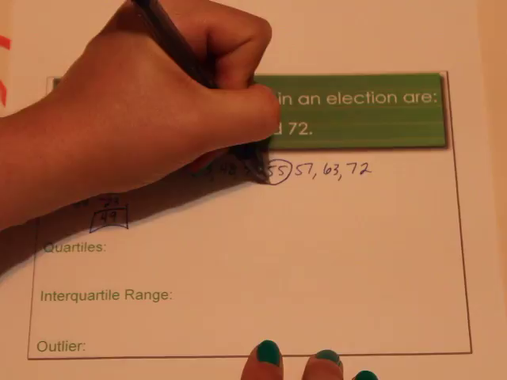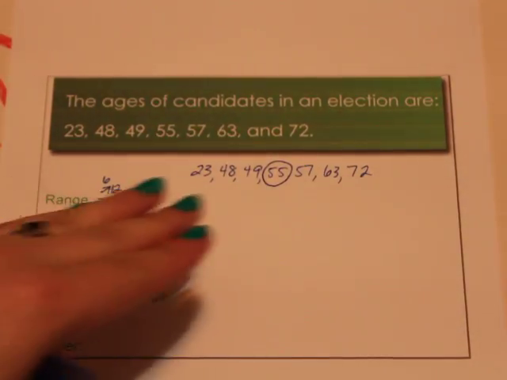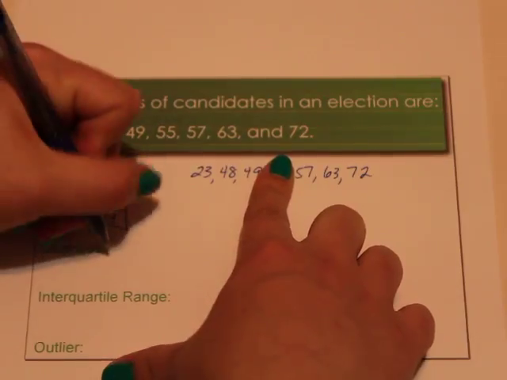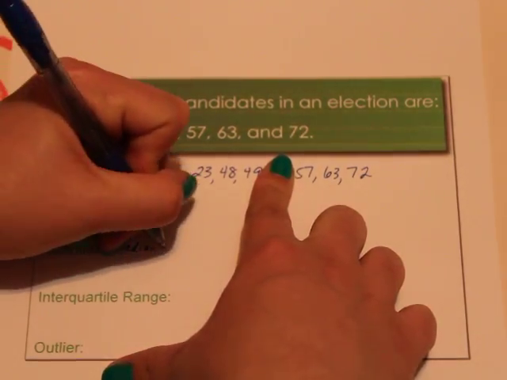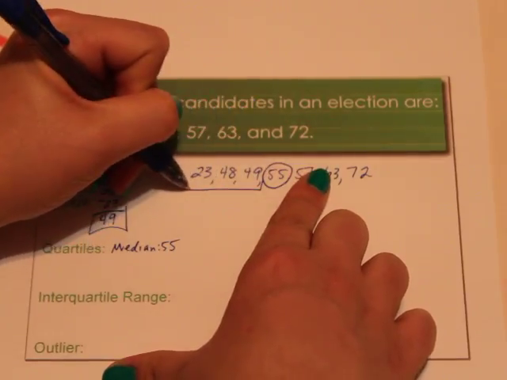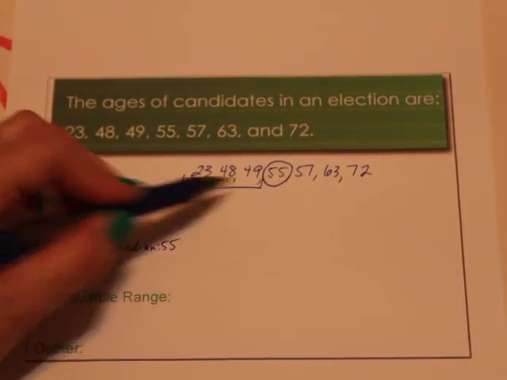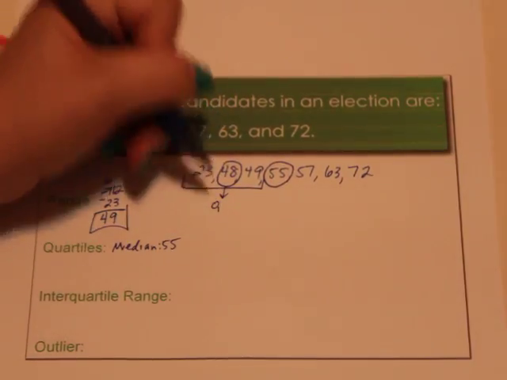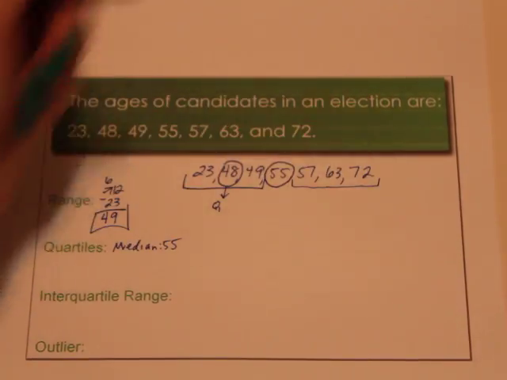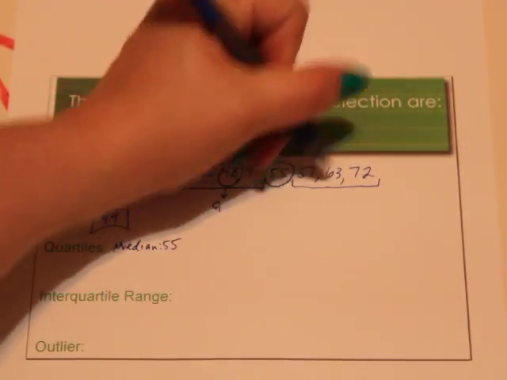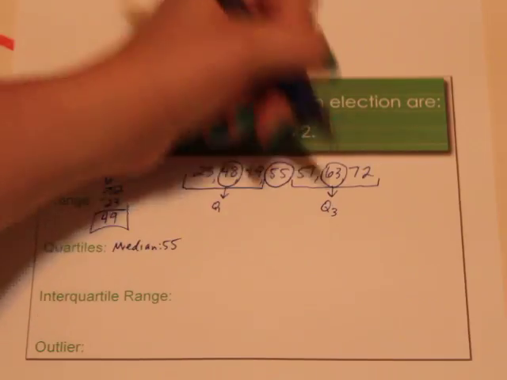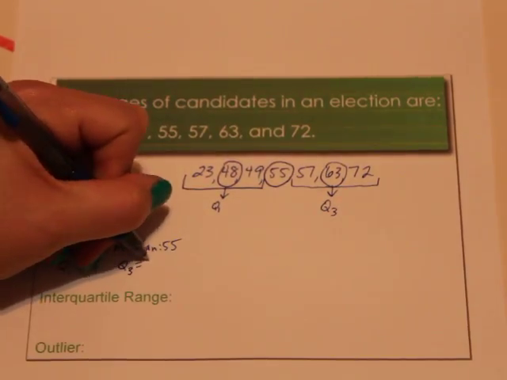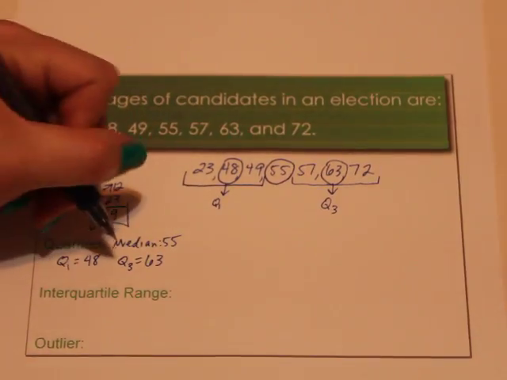Our median is 55. Now, we are not going to include the median when we are looking for the quartiles. Okay, if your median is the number right in the middle, you don't include it. You pretend it's not there. So we'll just write down here, median 55. Now, we're going to look in this section to find Q1. There's three numbers, so the one in the very middle, that's going to be Q1. So 48, that's Q1. Now up here, we have these three numbers to look through for our third quartile. The one in the very middle is 63, so that is Q3. So you come over here, Q1 is 48, and Q3 is 63. And box those in.